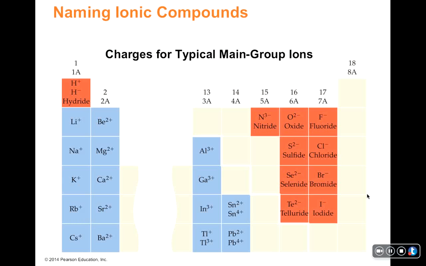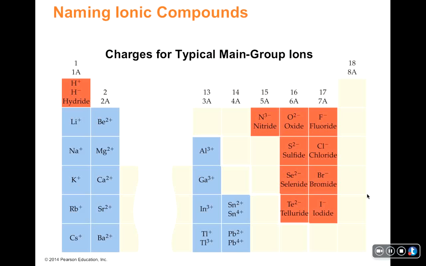Next, a little bit about some charges. One of the things to be able to do here is to predict a charge on an ion, and there's a fairly simple way to do that. I've mentioned by now that the group numbers in the periodic table are important. Here's another reason that they give us information.